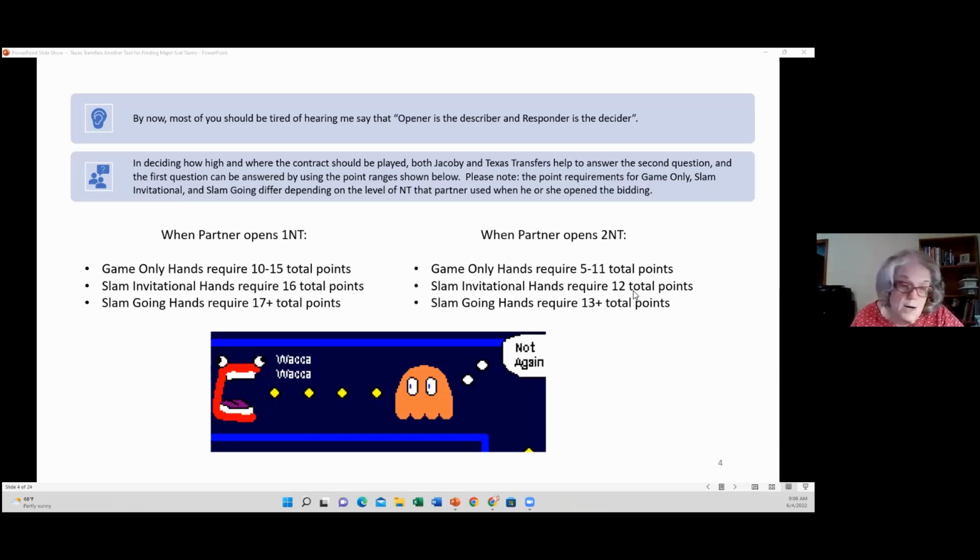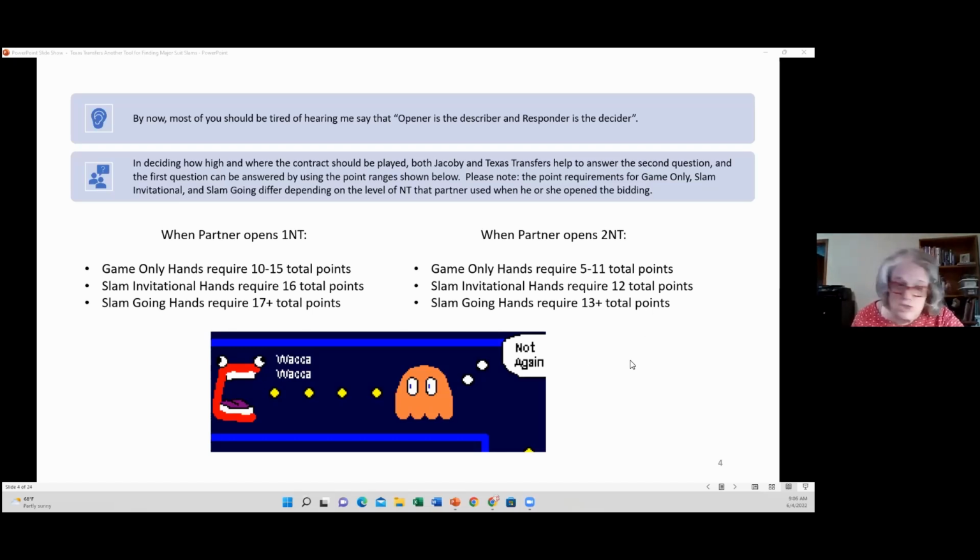So 12 total points, high card and distribution, and 13 or more would be slam going, definite slam bids, because after all, partner has promised 20, and if you have at least 13, you have 33. You have no doubt in your mind but what there should be a slam available.